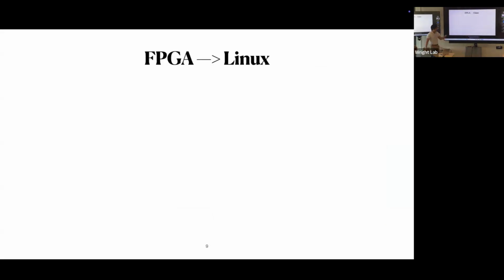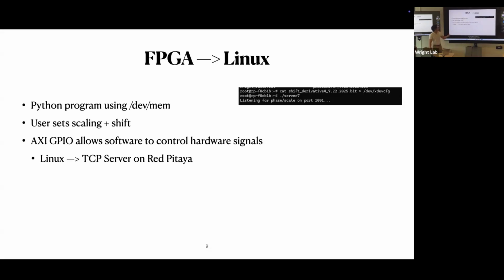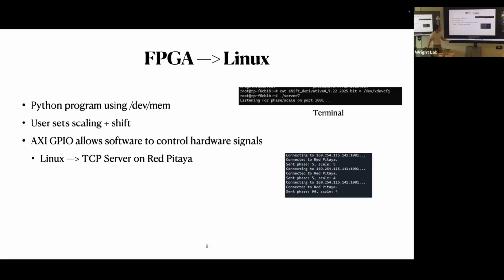And then once I've programmed the FPGA, I could use the Linux system on my computer by developing a Python program that allows you to basically talk with the Red Pitaya. So this is what I saw on my Linux. The Red Pitaya is listening on some sort of port through the terminal, and then I developed a Python GUI which allows the user to set some sort of phase and scale it by however much.